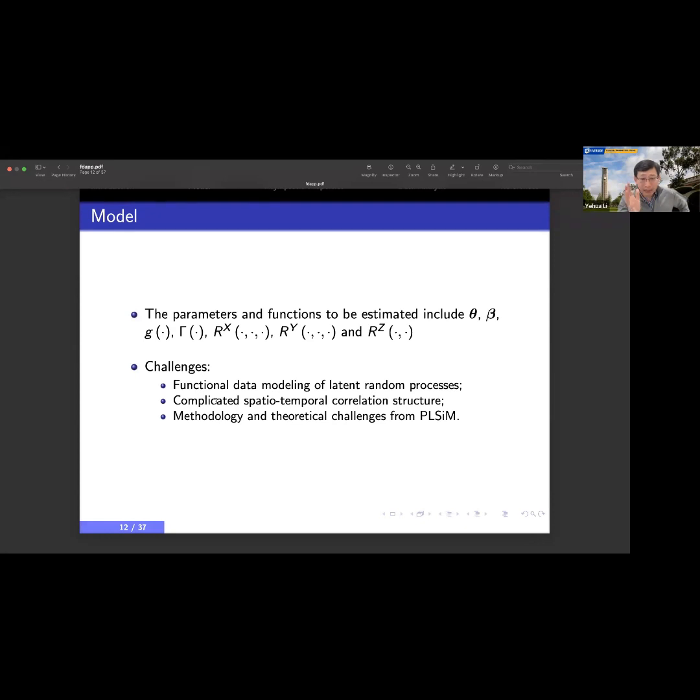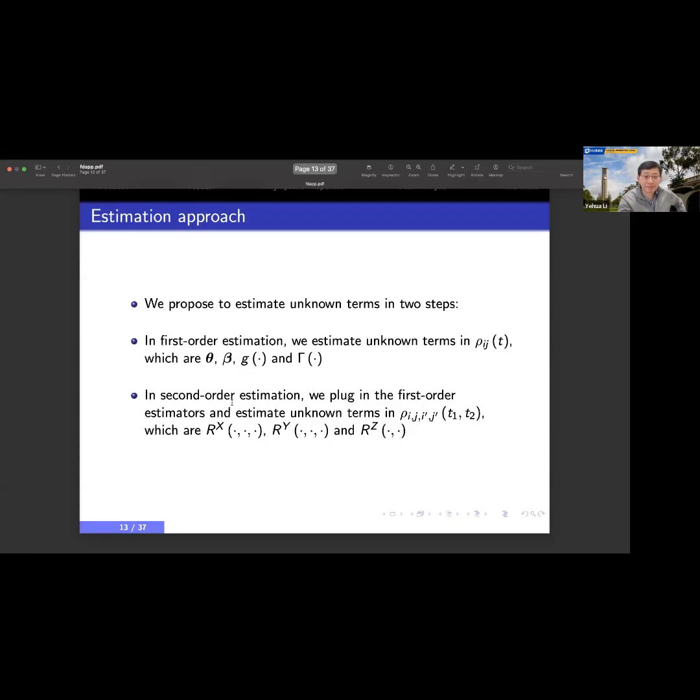Second, as you can see, there is a very complicated spatial temporal correlation structure that not only complicates the estimation procedure, but also gives us a lot of challenge in developing theory. Third, this partially linear single index structure is a typical semi-parametric model. There is a lot of challenge associated with that, and combined with the other challenges, it raises the difficulty to a different altitude.